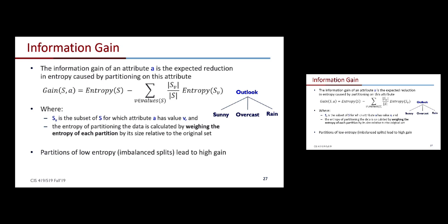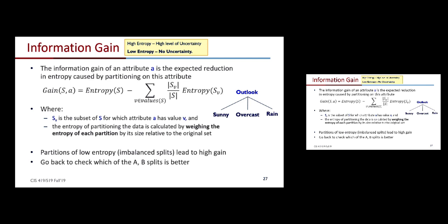Now, if I have partitions of low entropy, which means I already know what's going to happen, then the gain is going to be high, and I'm going to end up choosing this attribute, because of the negative sign here, right? Partitions that have low entropy, which means imbalance, mean I basically know what's going to happen, so I'm going to prefer this attribute. High entropy gives a lot of uncertainty. Low entropy means no uncertainty, so I want splits that lead to low entropy.